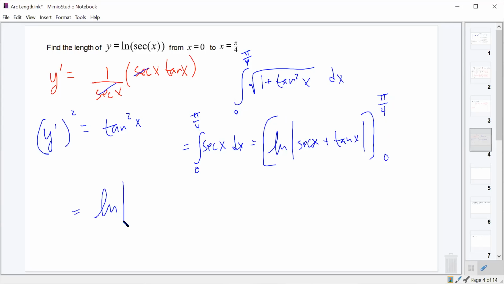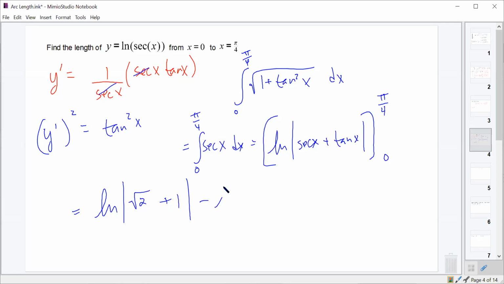Natural log absolute value of the secant of pi over 4. What's the secant of pi over 4? That ought to be something that you all unmute yourself and shout out the answer immediately to, or type it immediately in the chat because you know all the unit circle values. Oh, good. Root 2, thank you, Nick. And then the tangent of pi over 4 ought to be 1.